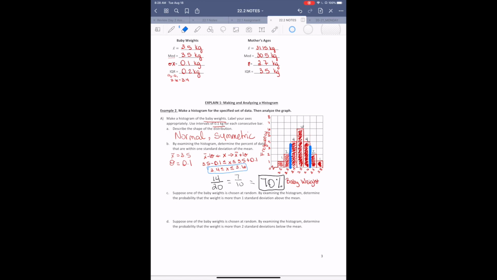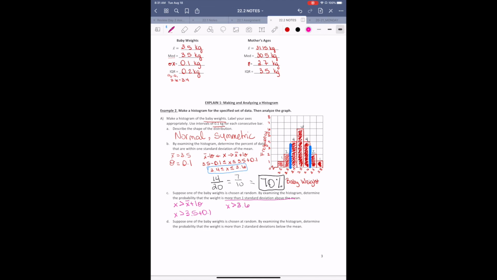Now, let me see if I can go back here and erase this. Best I can. All right, now for C. C says suppose one of the baby weights is chosen at random. By examining the histogram, determine the probability that the weight is more than one standard deviation above the mean. So that means we're looking to set it up as x is greater than the mean plus one standard deviation, right? We want it to be more than. So when we substitute 3.5 plus 0.1, we know that we're looking at all data items that are greater than 3.6.